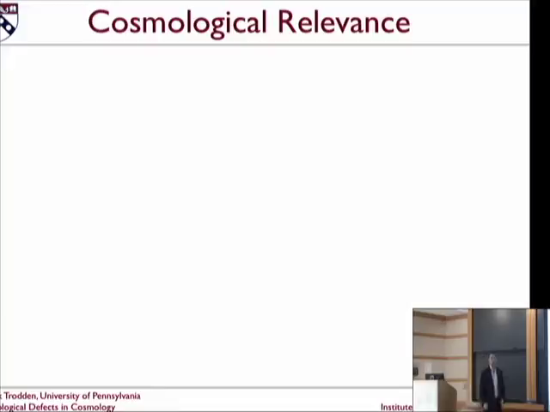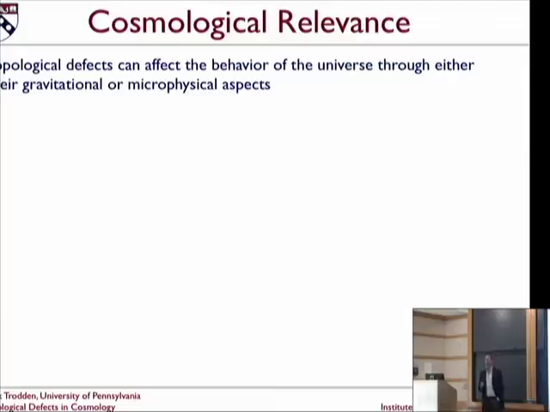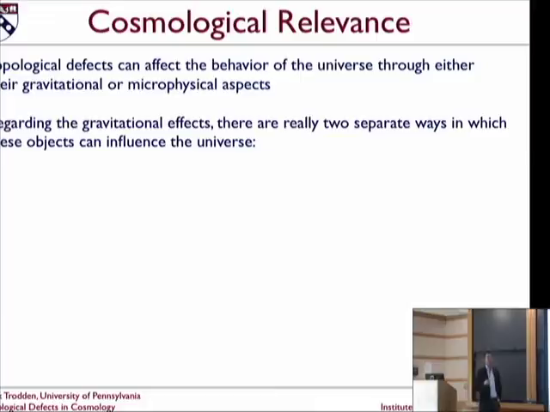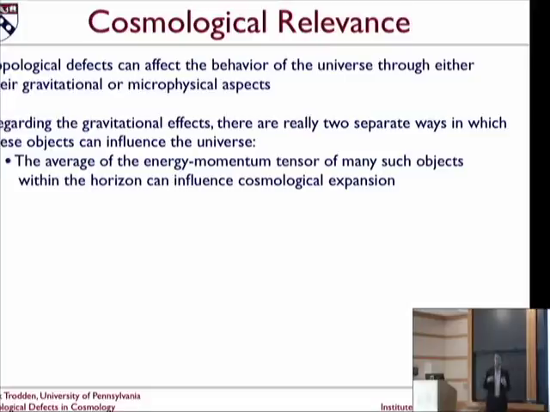So how are they relevant to cosmology? There are basically two broad categories of ways in which topological defects can affect the universe. One is their gravitational effects, and the other one is through their microphysical effects. In the gravitational effects, there are really sort of two separate ways. One is, if you compute the energy momentum tensor of these objects, and I'll do that for one simple example in a moment, then if you average over it, the total number of defects makes a contribution to the stress energy tensor of the universe. That affects the way the universe expands through the Einstein equations. It can affect the expansion rate of the universe.